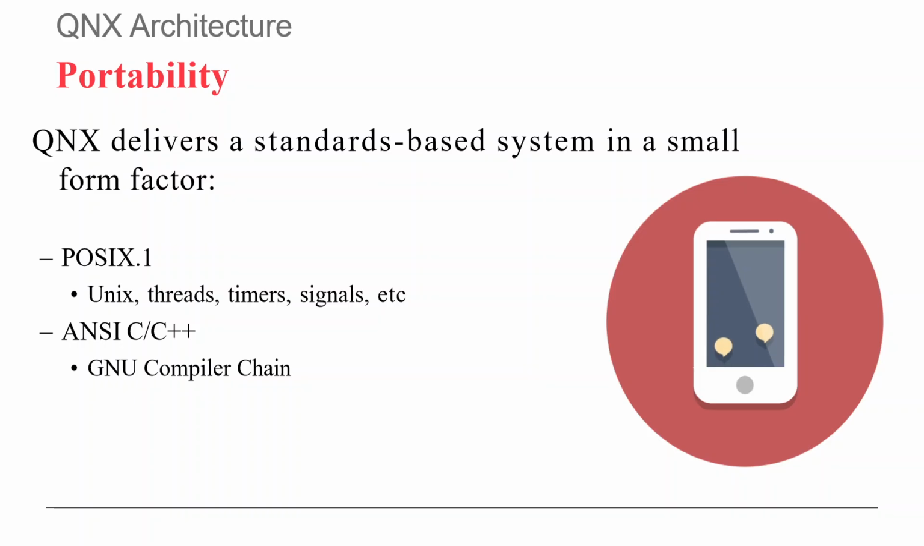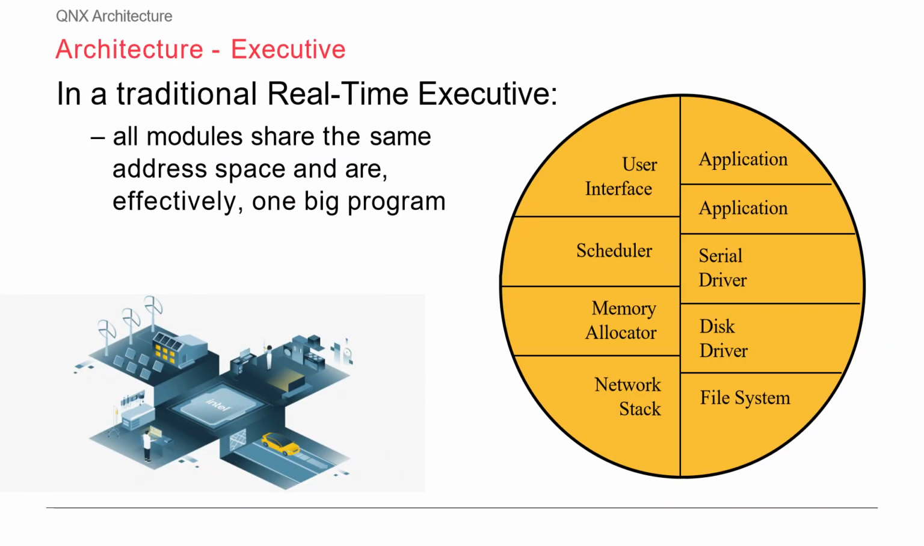So QNX delivers standards. It's a POSIX-based system in a small form factor. Java, POSIX 1 and ANSI C++. In traditional real-time executives, all modules share the same address space. That is the big problem: the same address space is shared by all the modules.